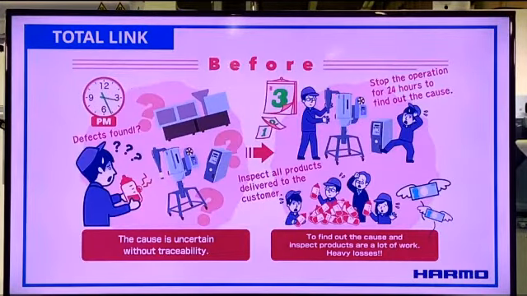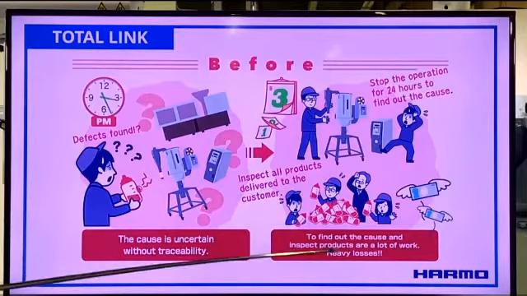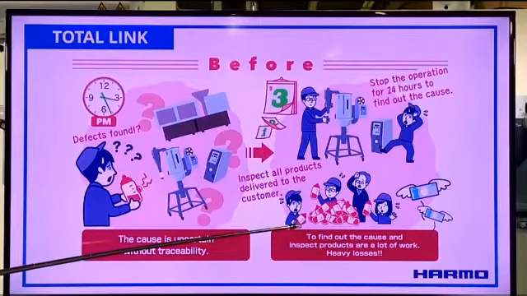Next, if defects are found and you don't know the cause because there is no traceability, the operation needs to be stopped for a while to figure out the cause. And if the products are already delivered to the customer, people need to go to the customer to inspect products and find defects. It takes a lot of time and money.